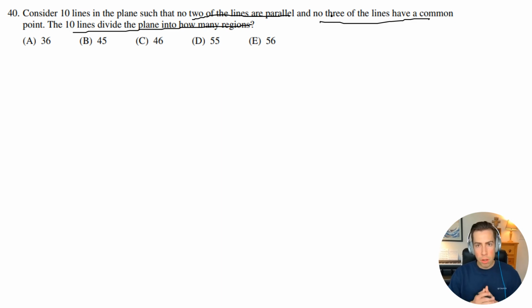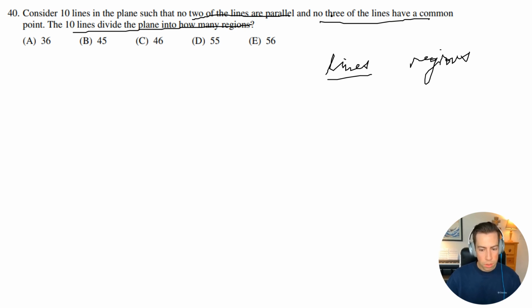Okay, so I don't know of any plug and chug formulas for this, so I just try to start with a small number of lines and then extrapolate it up to 10. So let's go ahead and make a little chart. Lines and regions. So let's start with 3 lines.